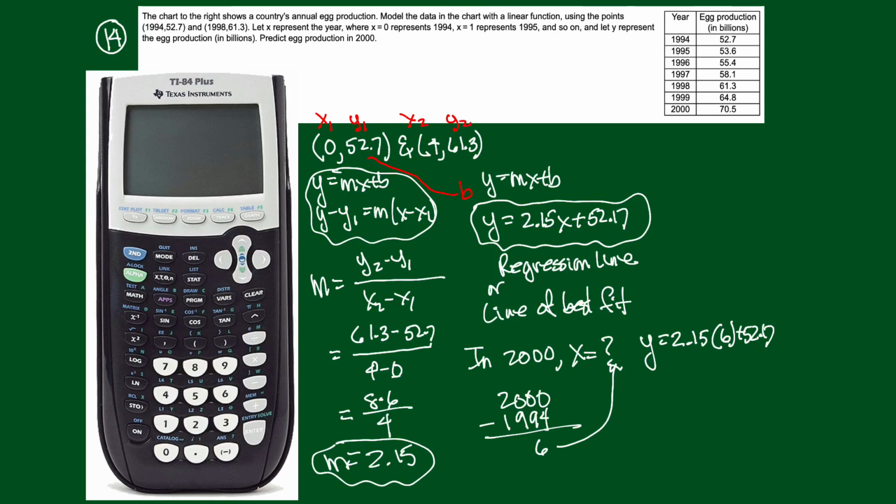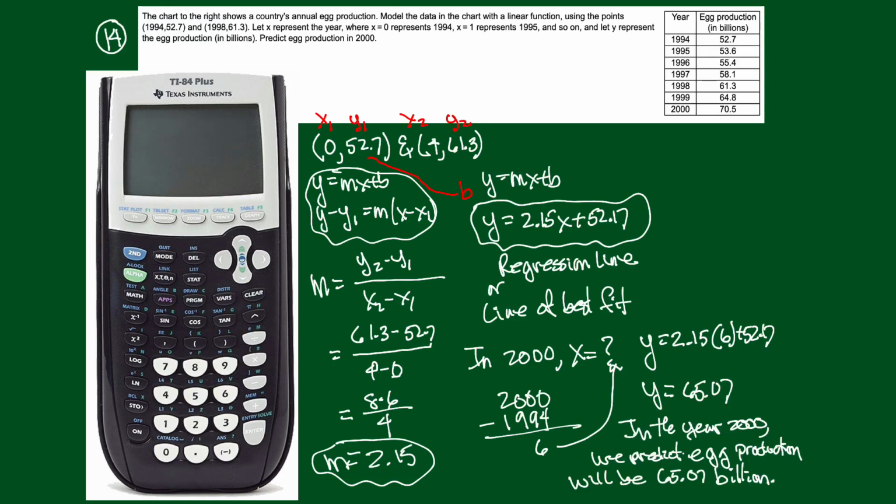I got that y is equal to 65.07. So this is not our answer, okay? Don't be writing that. The question is up here, right, all the way up here. Predict egg production in the year 2000. Well, y equals 65.07 is not the answer. It says make the prediction.